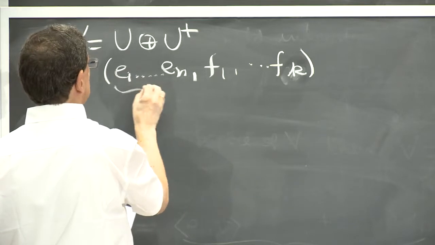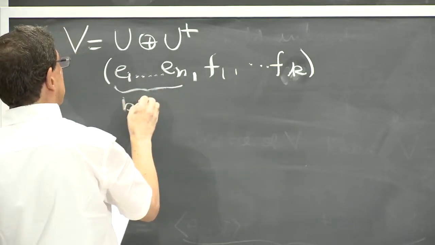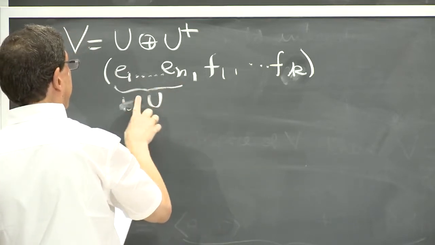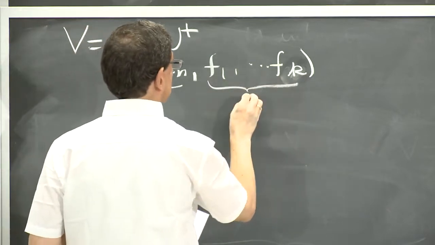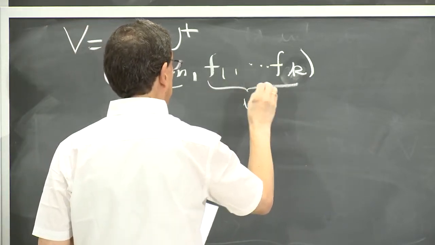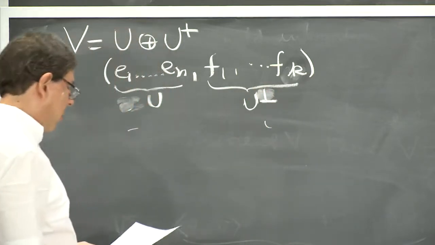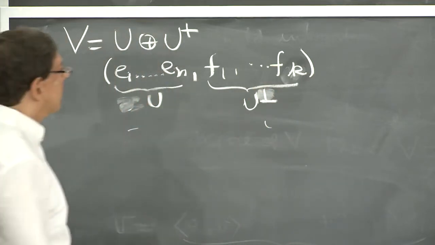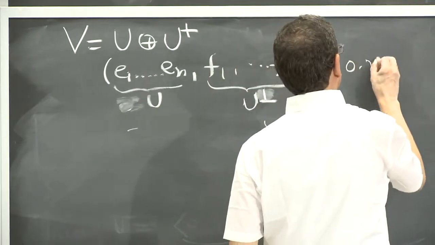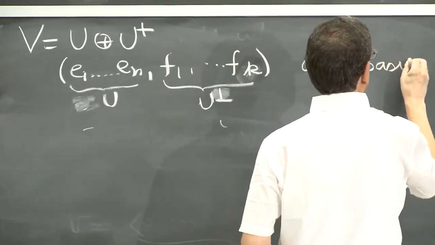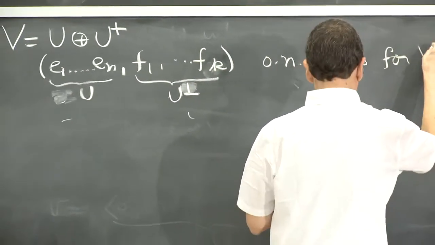This is a basis for U, and this is a basis for U perp. And it's all an orthonormal basis. Everything is orthonormal. This is an ON basis for the full vector space V.